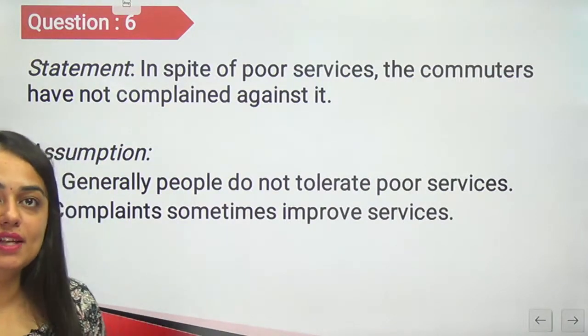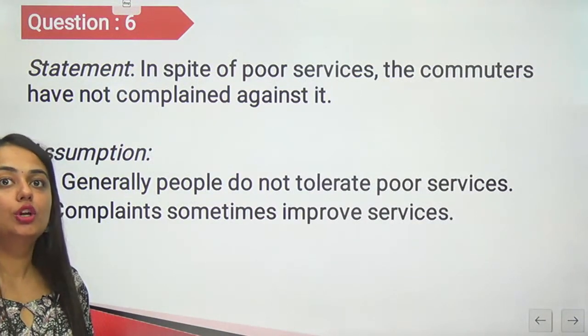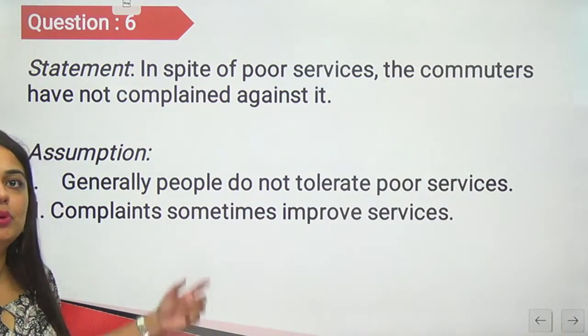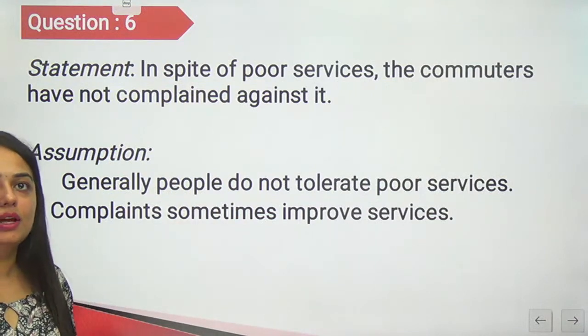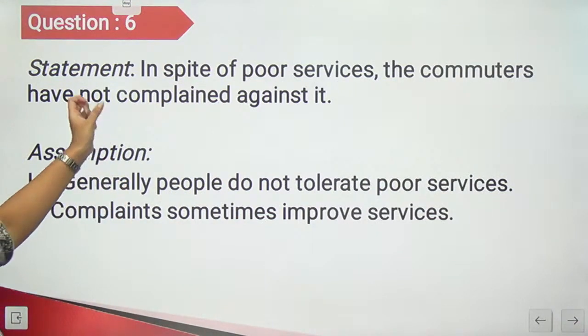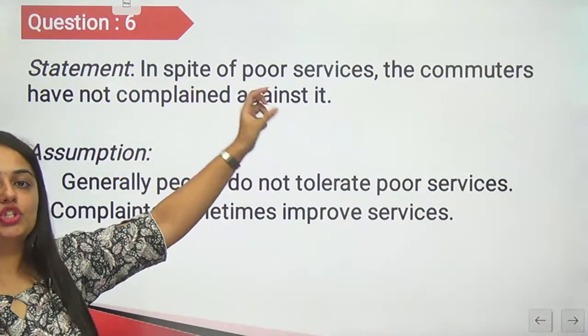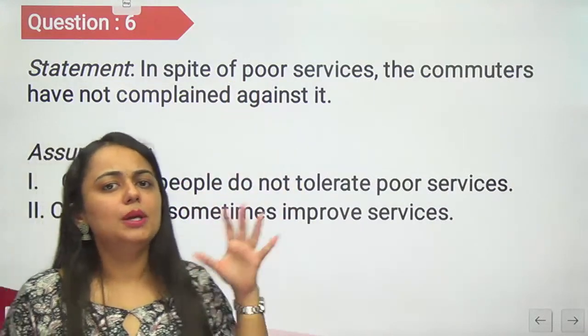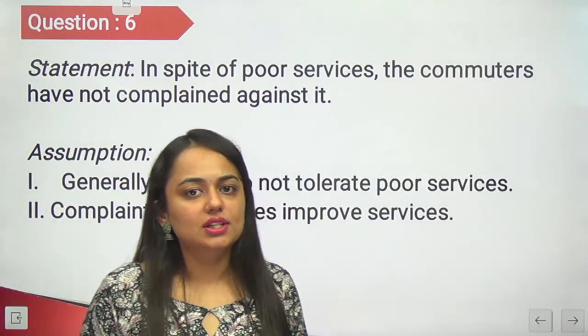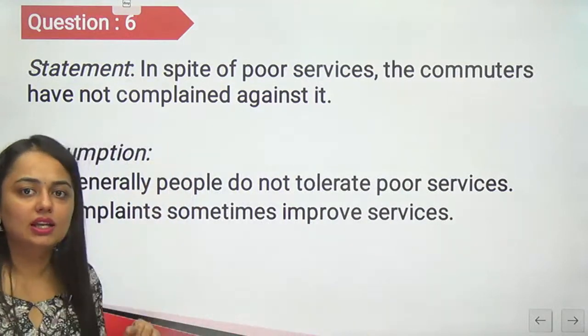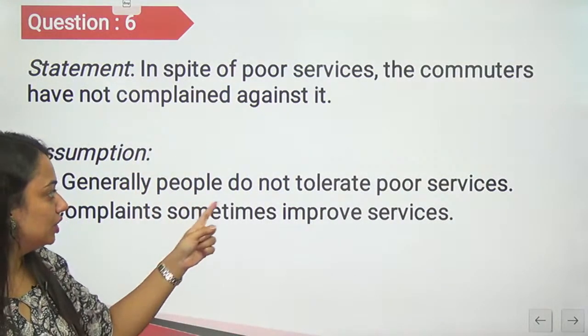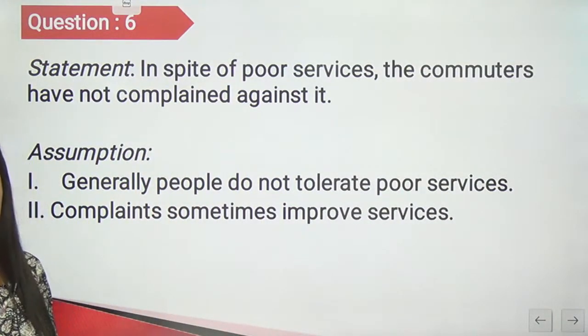So the first assumption is generally people do not tolerate poor services. How will we decide if this is implied or not? Because there is this word, in spite of poor services, which states that generally people do complain about poor services, but in this particular case, they are not doing so. So yes, first assumption is implied.